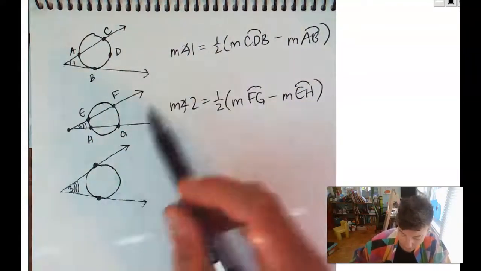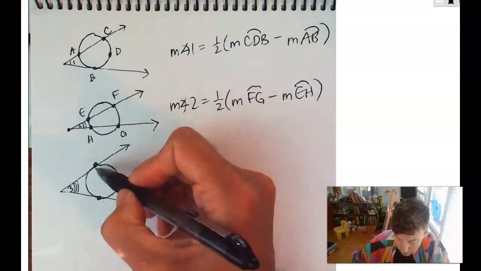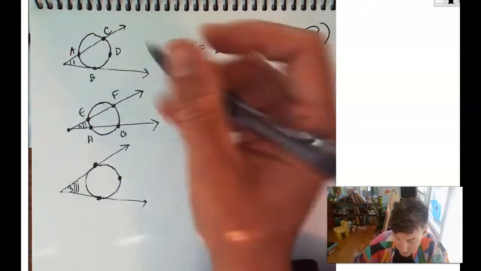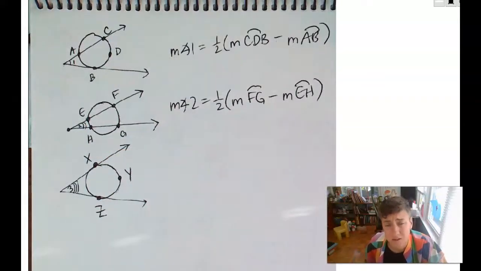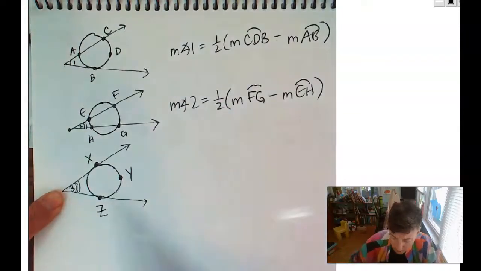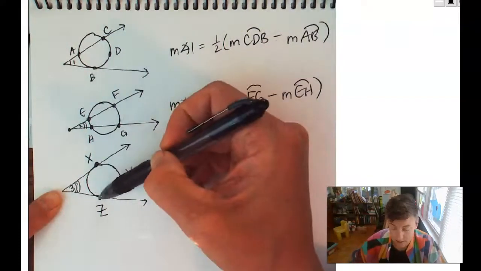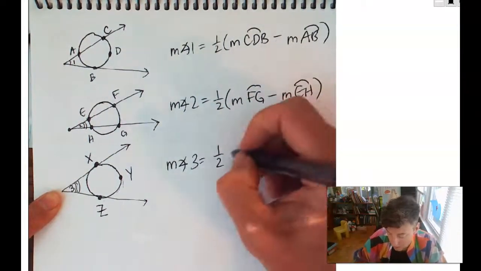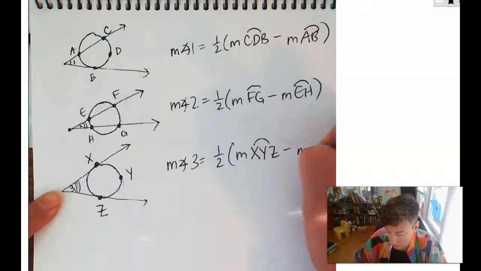Angle 3 intercepts this large arc here, so it's going to need another point, and the smaller arc here, so it intercepts a major arc and a minor arc. Let's give these guys some letters. Let's do X, Y, and Z. It's going to be the same idea. The measure of angle 3 equals 1/2 of the measure of arc XYZ minus the measure of arc XZ.